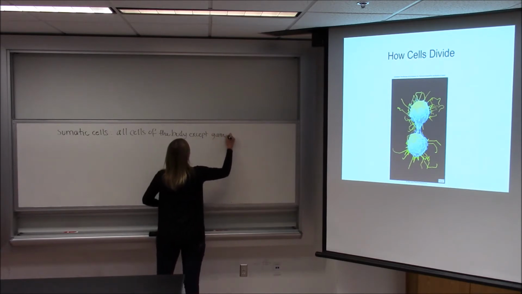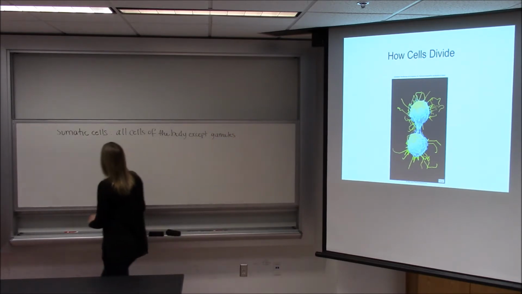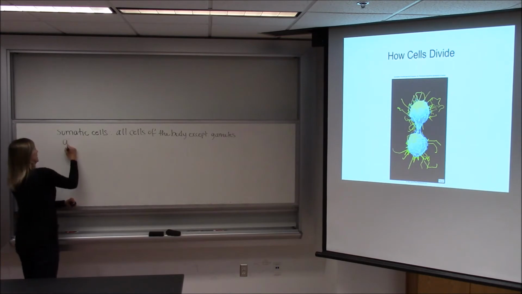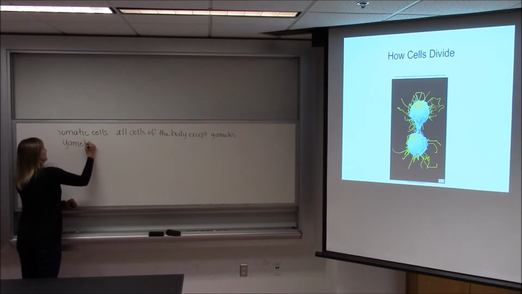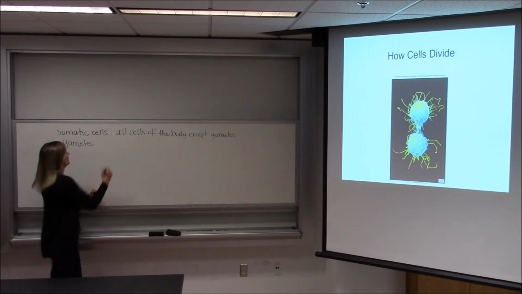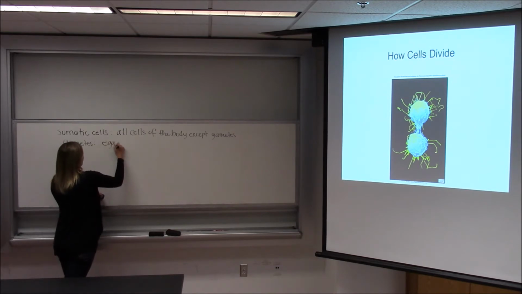Eggs and sperm are what we call the gametes. So all cells of the body except gametes. And then the gametes are going to have a different mode of division. The gametes are the eggs and sperm.